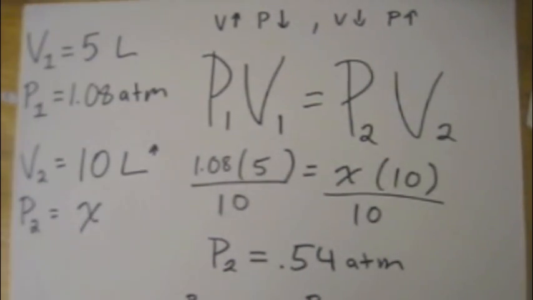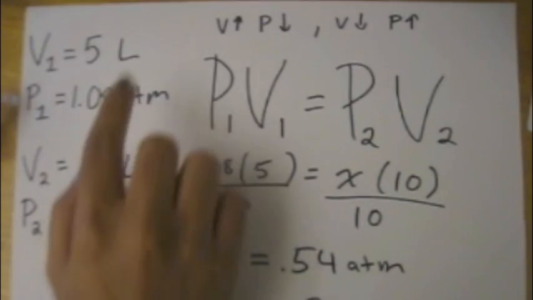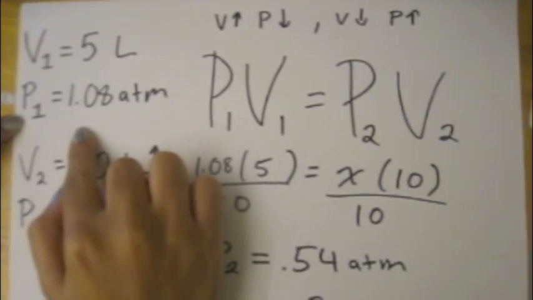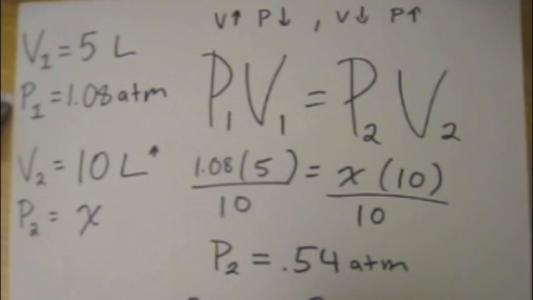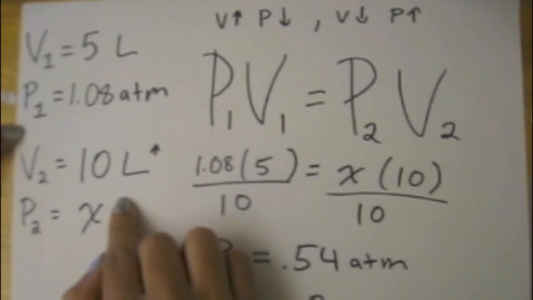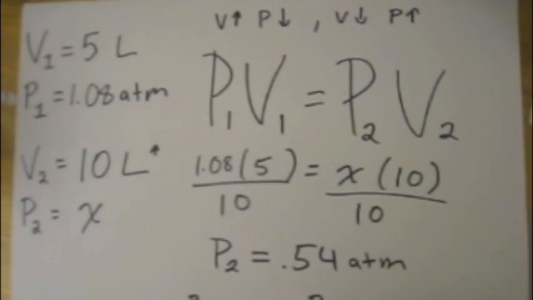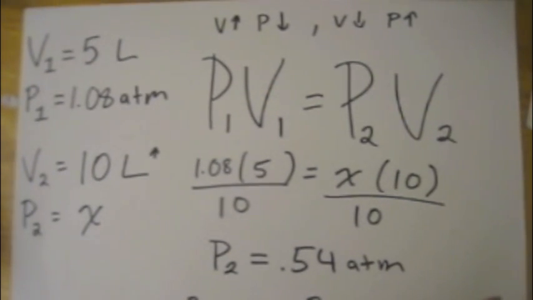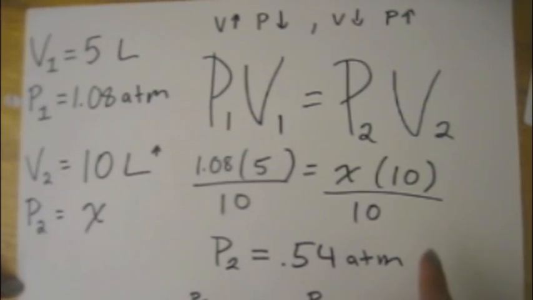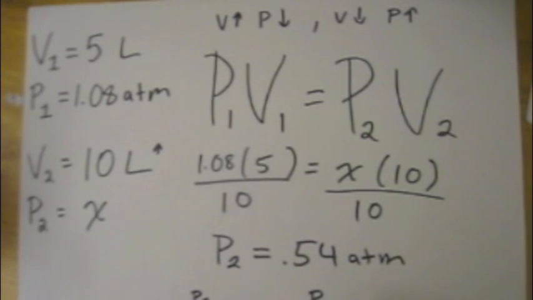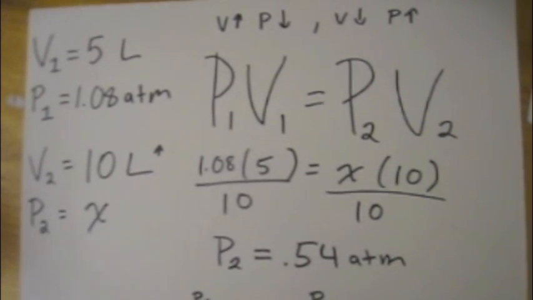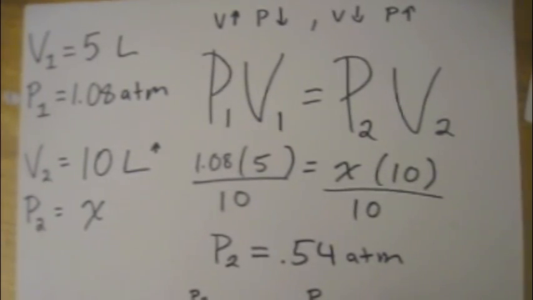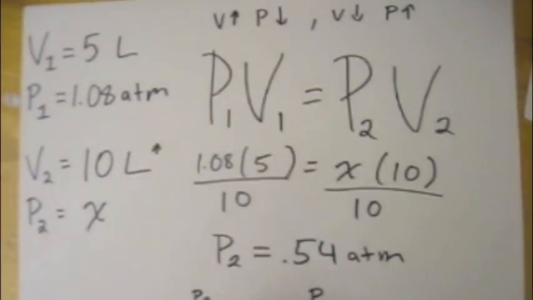So let's say we have a closed container of 5 liters, which will be the first volume, and the pressure inside will be 1.8 atmospheric pressure. If we increase the volume of the closed container to 10 liters, what will happen to the pressure? Will it increase or decrease? Well, according to the law, pressure should decrease, so we plug in our numbers to prove this. Our result for the new pressure is 0.54, which is lower than the first pressure, and this makes sense because we increased the volume, which means the gas particles will have more room to go around, which decreases pressure.